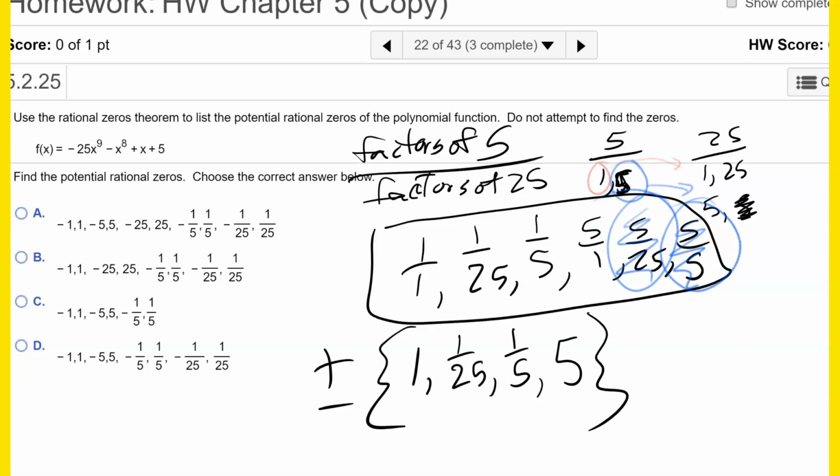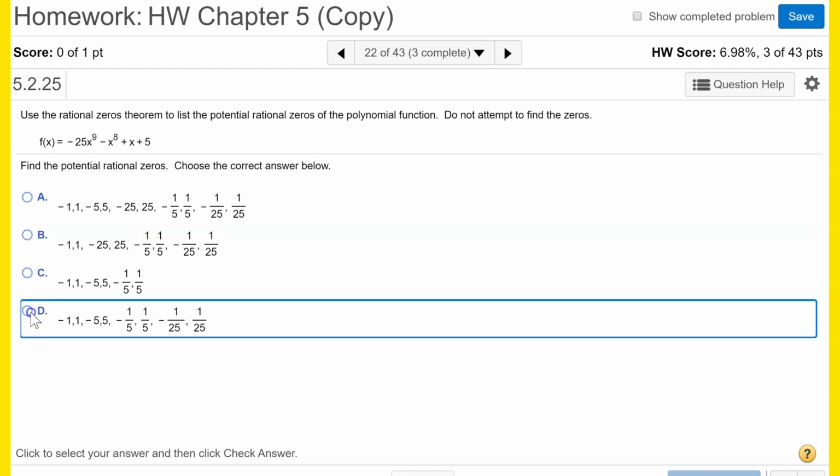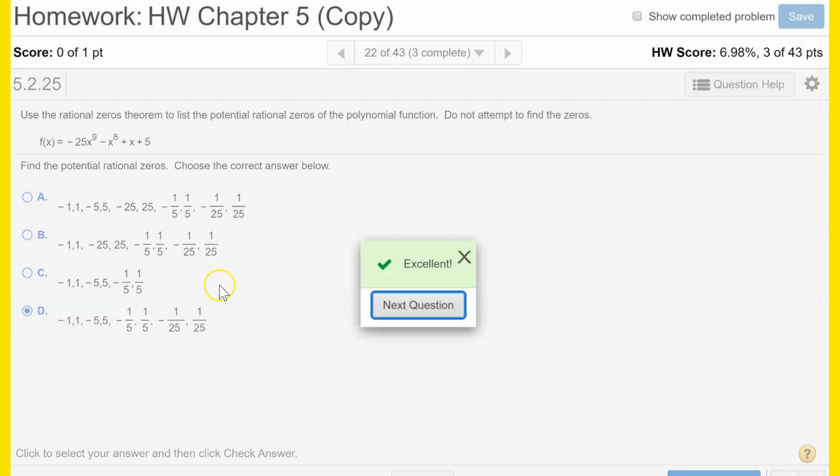So let's see if we can identify that answer. -1, 1, -5, 5, -25, 25. A is not it because 1/25 is not in there. Let's try this one. -1, 1, -5, 5, -1/5, +1/5, -1/25, +1/25. Choice D appears to be the right answer. Let me put that in there. And it's correct.